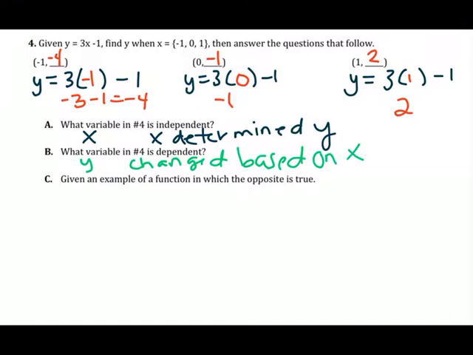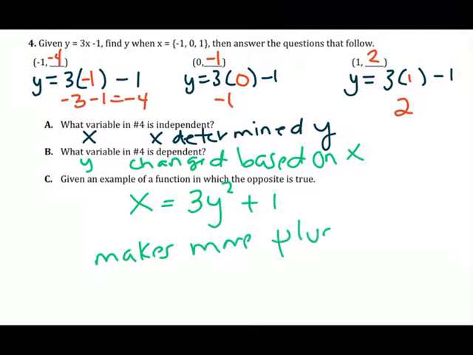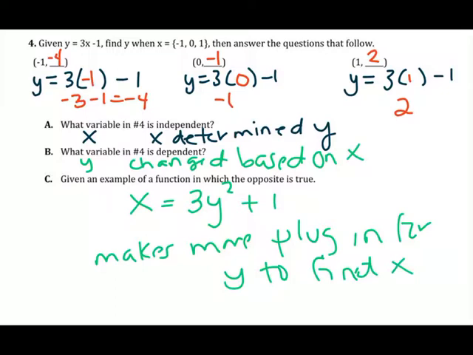Can you give an example where the opposite is true? Well, that would probably be an equation where we had x set up and we were doing something to y. Here, it would make more sense to plug in values for y to find x. So it is possible that x is not our independent variable based on the type of equation that we're looking at. But for the most part, we're going to talk about x being our independent variable and y being our dependent variable.